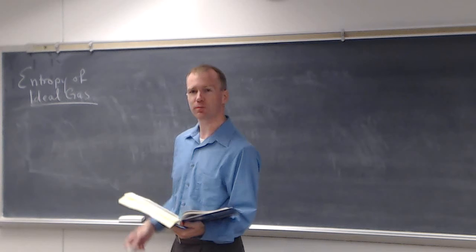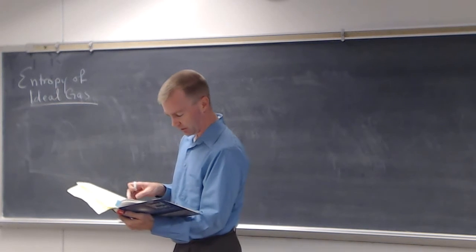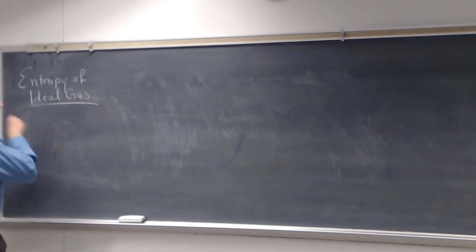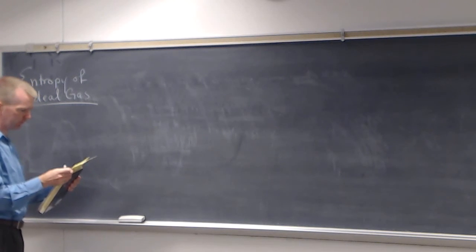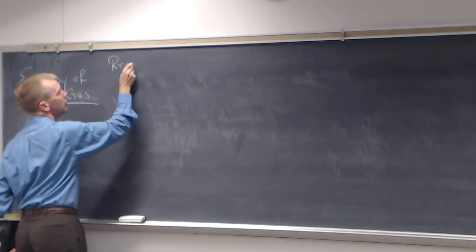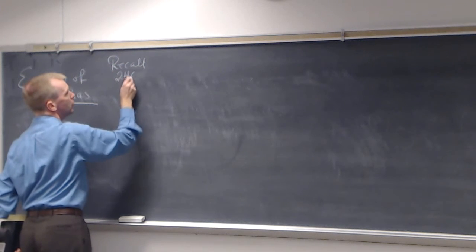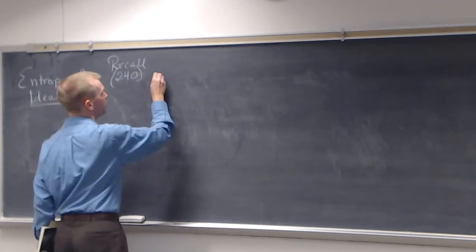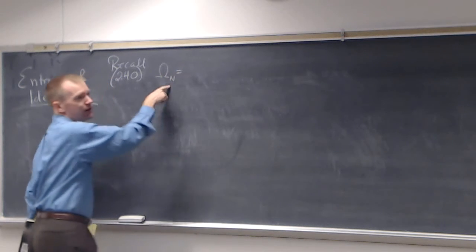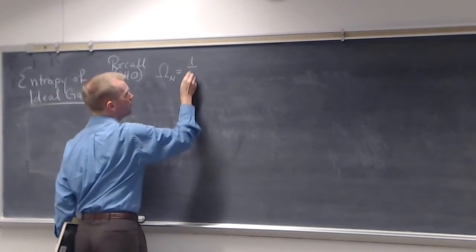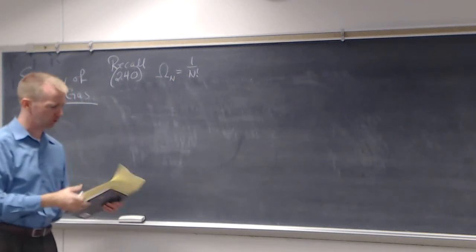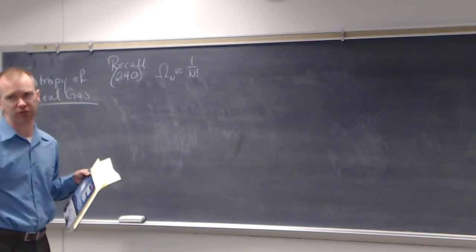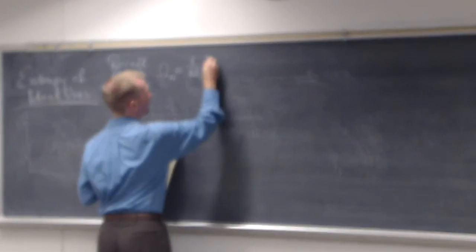Okay, so for the entropy of an ideal gas, we start off with equation 2.40, which is the multiplicity of an ideal gas of n particles. Remember that it's got those annoying factorials in there. We've already taken a bit of approximation getting it to this point.